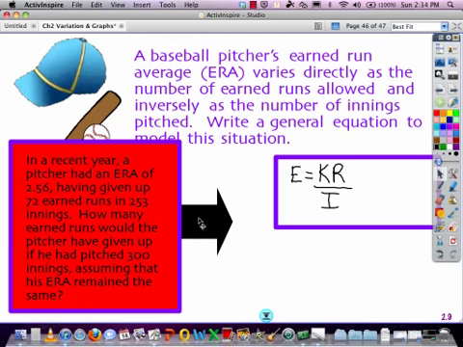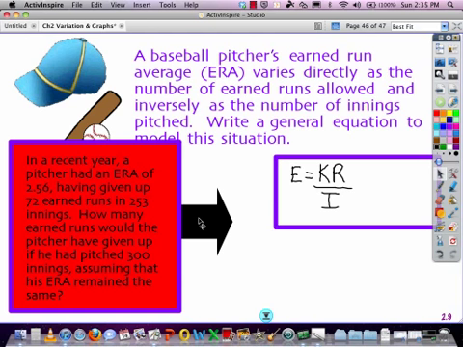So let's take this one now. In a recent year, a pitcher had an ERA of 2.56, having given up 72 earned runs in 253 innings. So if you put that all together, I believe that's everything but K. Keep reading. How many earned runs would the pitcher have given up if he had pitched 300 innings, assuming that his ERA remained the same?